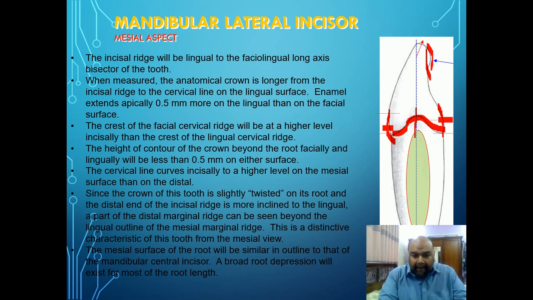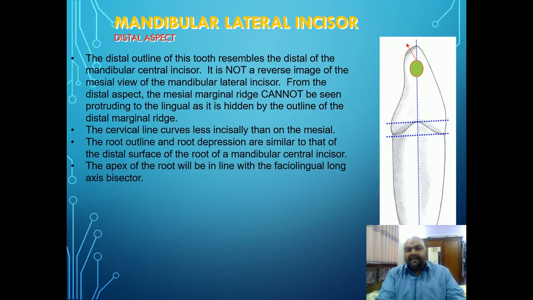There is a mesial longitudinal root depression, which is found on the mesial as well as the distal aspect. Now, the distal aspect is quite similar to the mesial aspect, except that you cannot view the mesial outline, the mesial marginal ridge, or the lingual fossa, or the lingual surface from the distal aspect because of the distolingual twist. The distolingual twist actually covers all of that surface, so you're not able to see it.